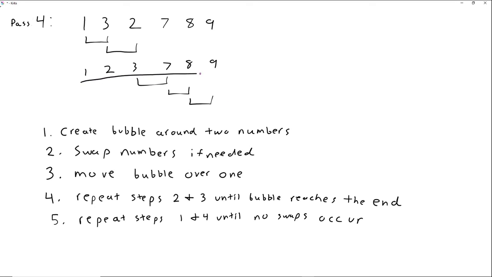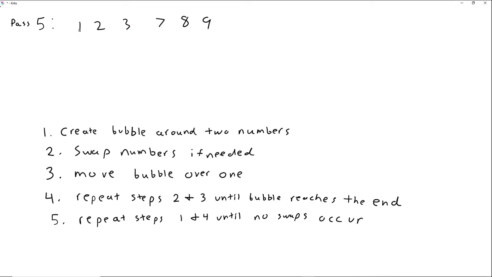We can visually see that the list has now sorted. However, the algorithm doesn't know that yet. The algorithm can't just look at the array and assume that it's sorted. It has to go through and check that it's been sorted. So we have to go through one final pass.